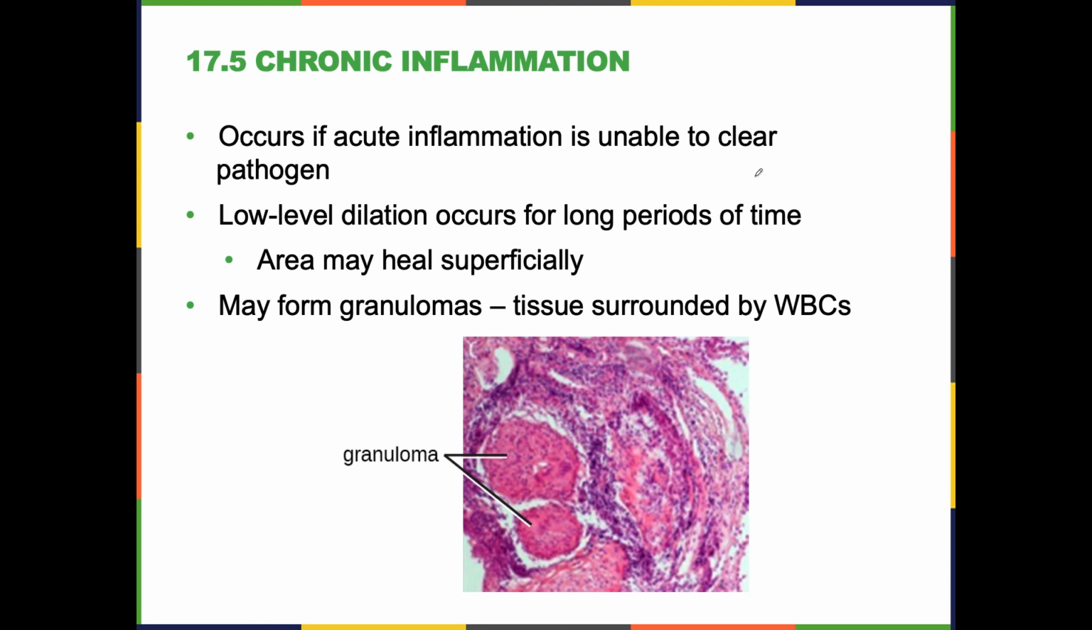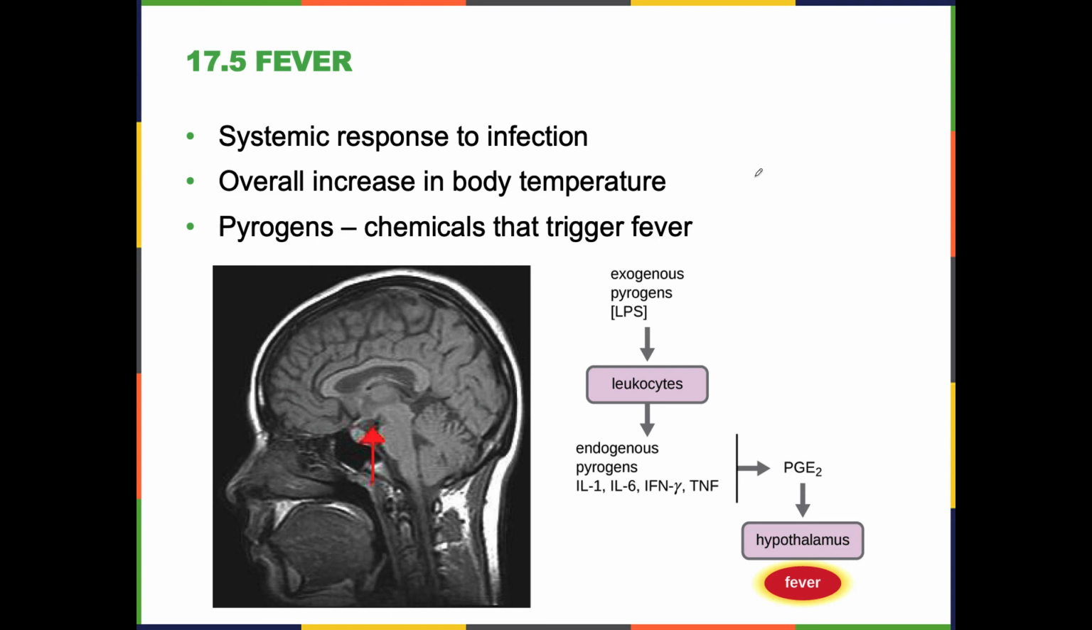Sometimes our whole body needs help, right? So what's the opposite of local? If you have a local response, the opposite of that would be systemic response. So fevers are a systemic response to infection. And fever generally is this overall increase in body temperature. And we've all had fever. We all understand that, right?